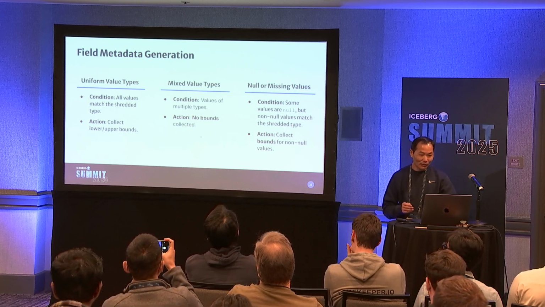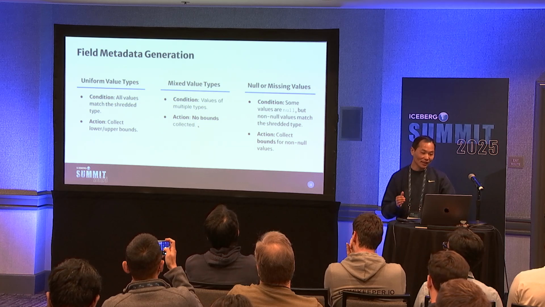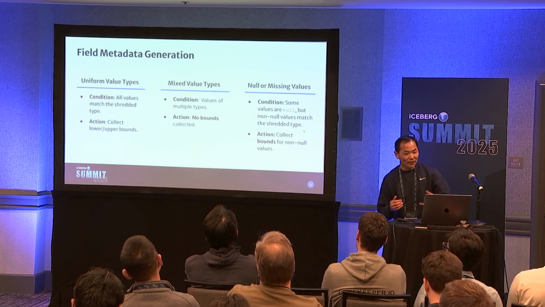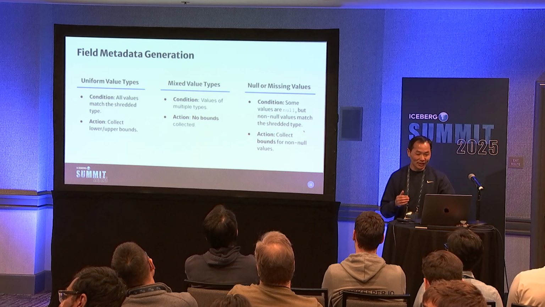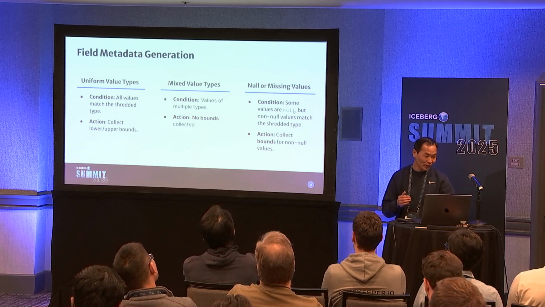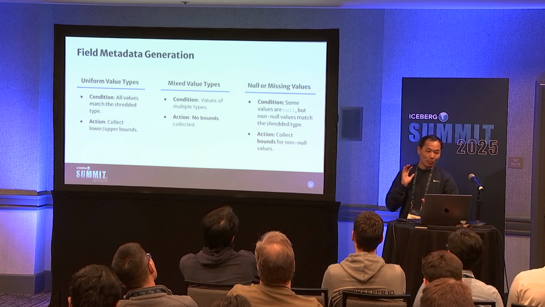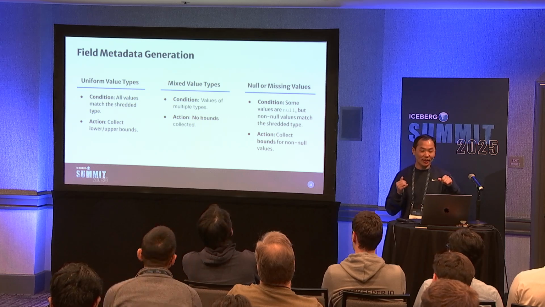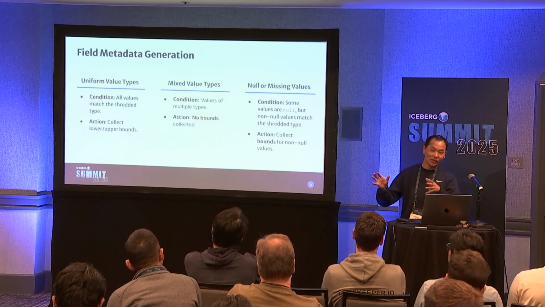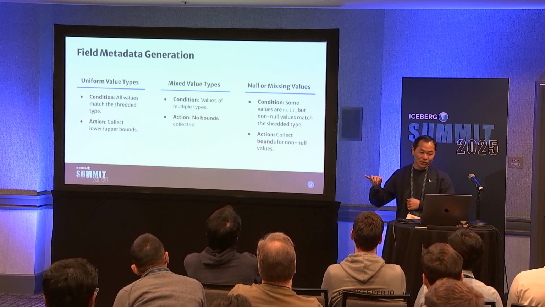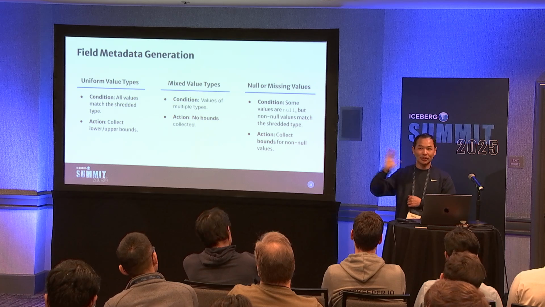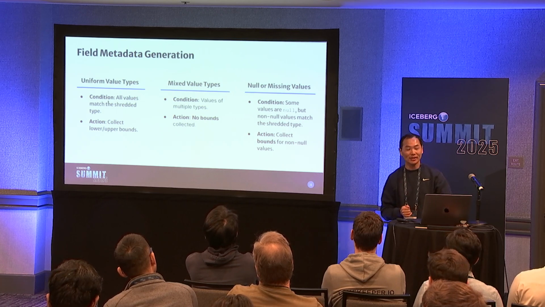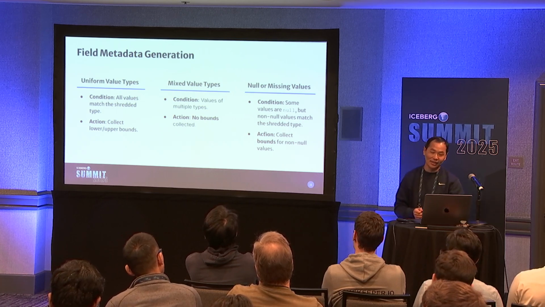So for this case, you have to skip collecting. But if some values are missing or nulls, metadata still helps. You can combine it with null counts, and you can also answer, say, all the values are within 1 to 10, right? You can still answer similarly to the first case. So for this case, we also collect metadata.